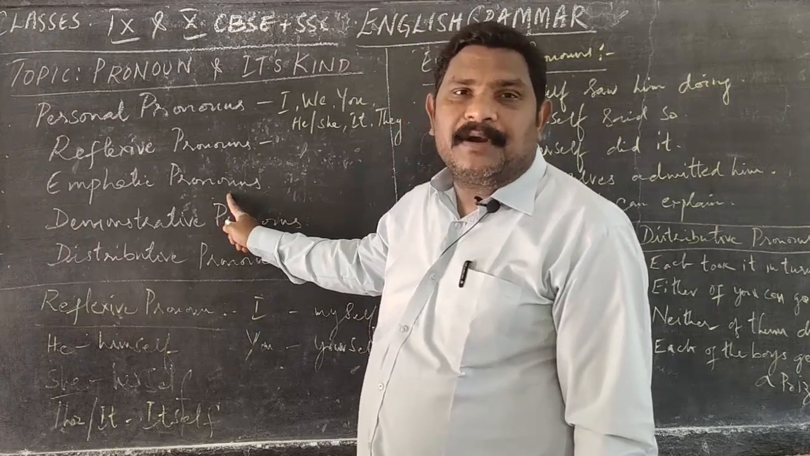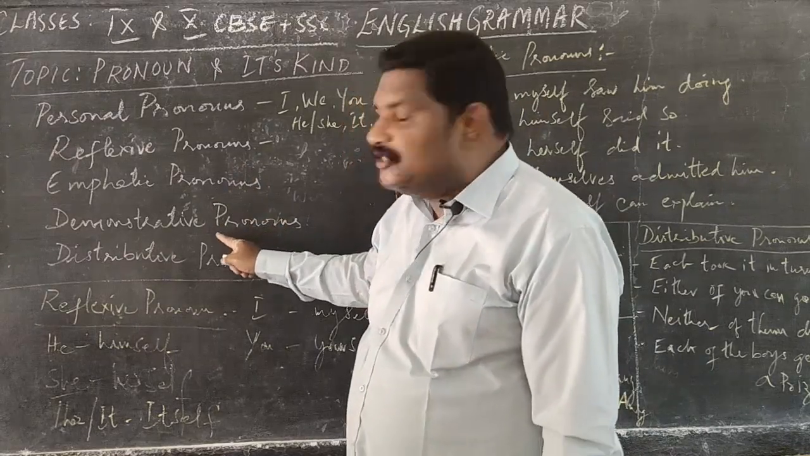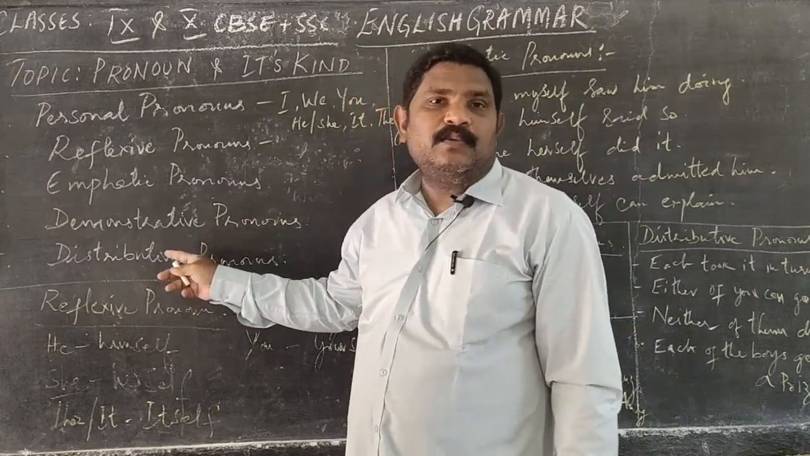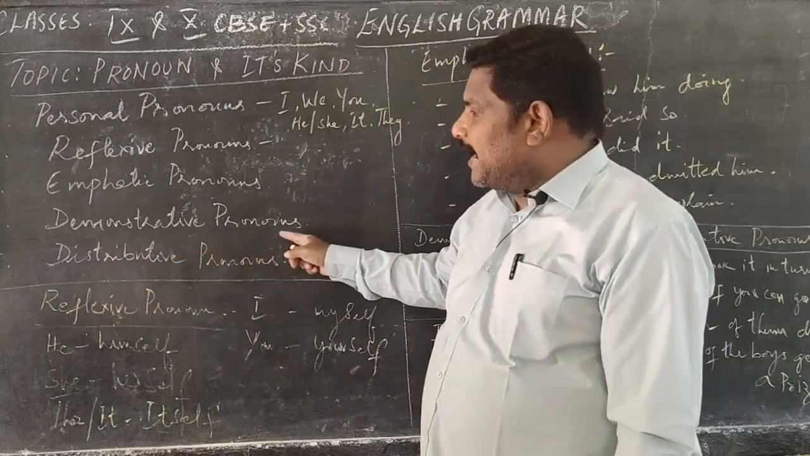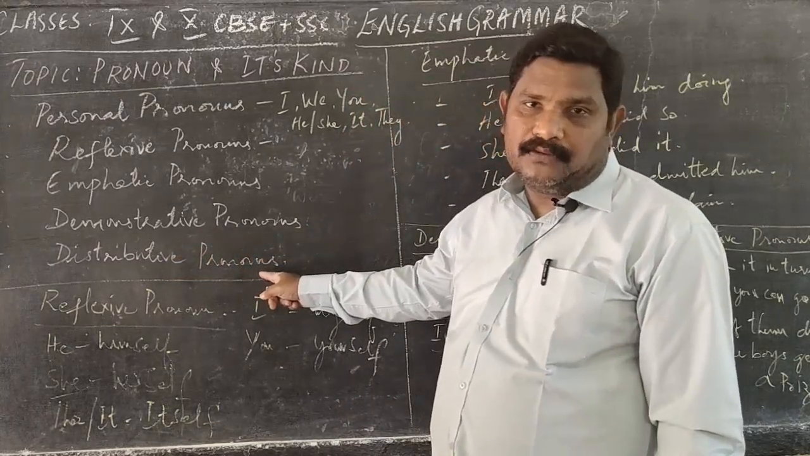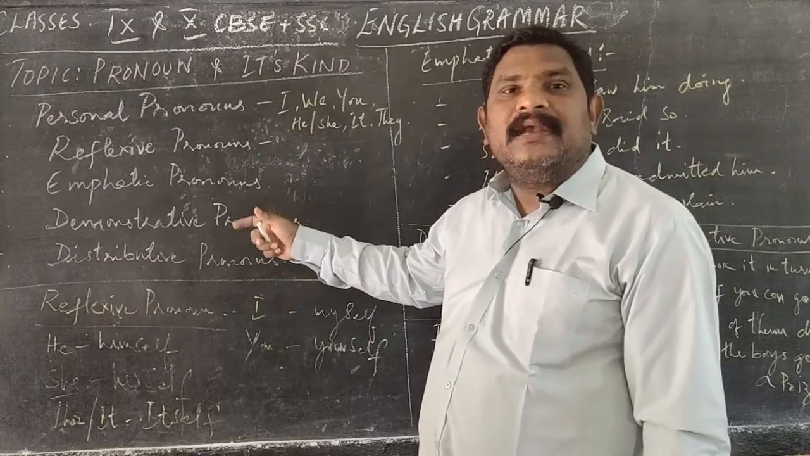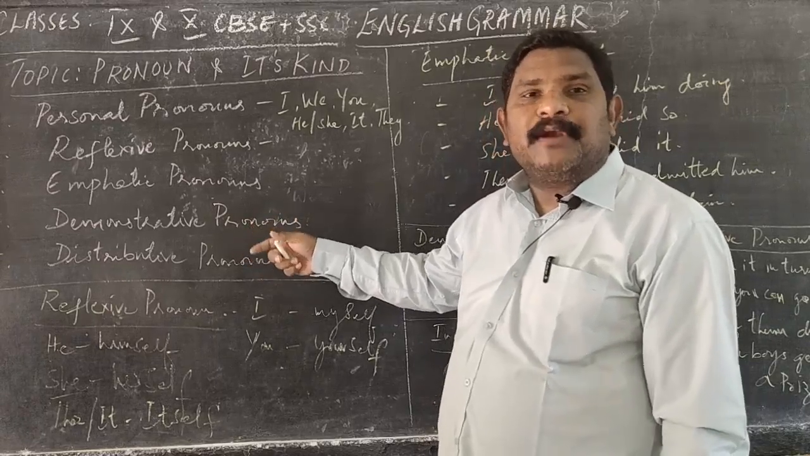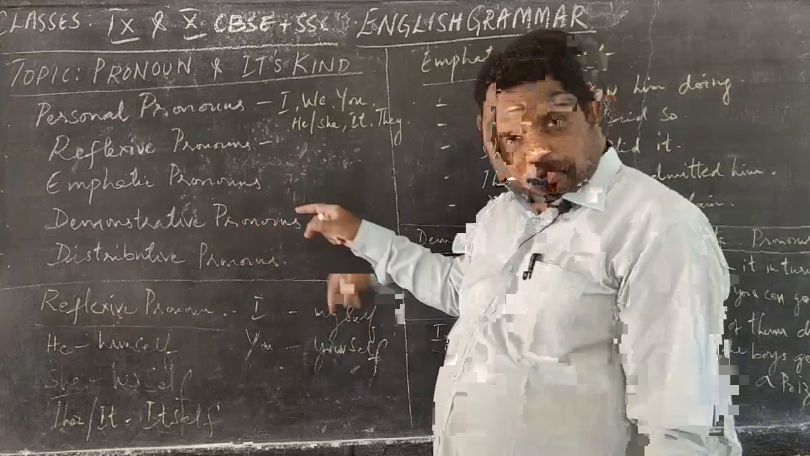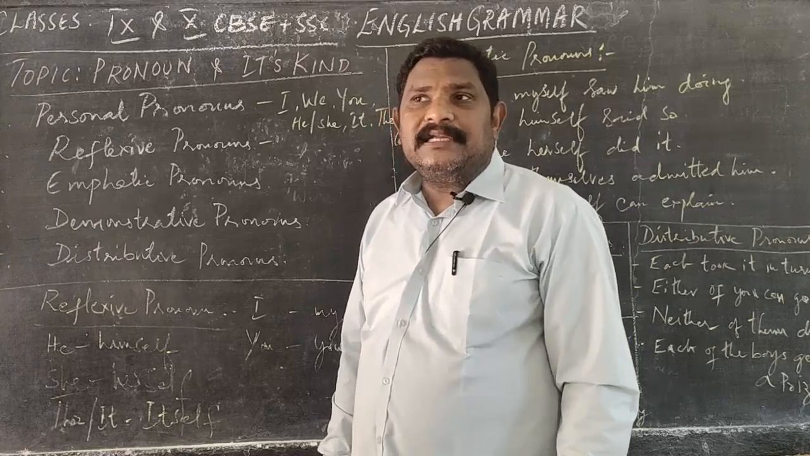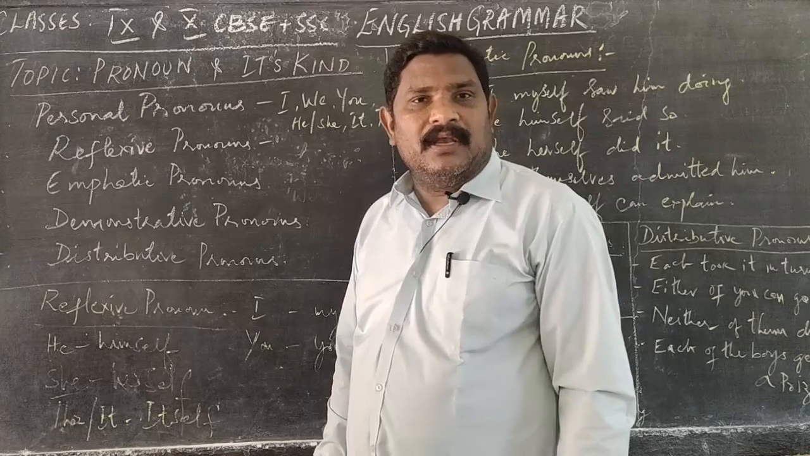E-M-P-H-A-T-I-C. Emphatic pronouns. And the fourth is demonstrative pronouns. And the fifth one is distributive pronouns. Basically there are 5 of them, and there is one more called indefinite pronoun, which in the due course of my explanation I am going to give you also. So now we have understood that pronouns are the words which are substituted in place of nouns, or a pronoun is a word which is used instead of a noun.